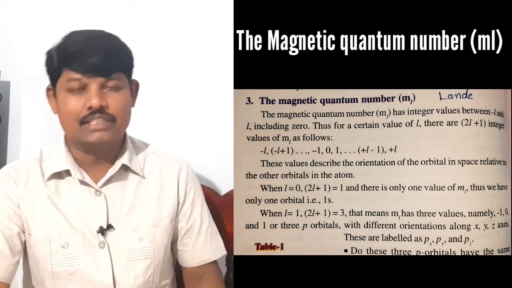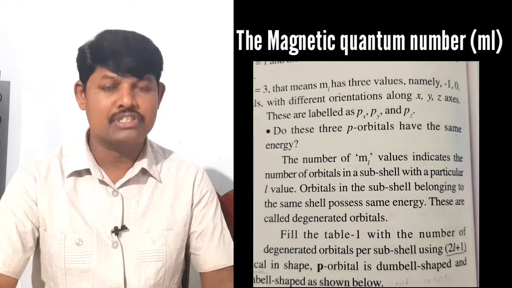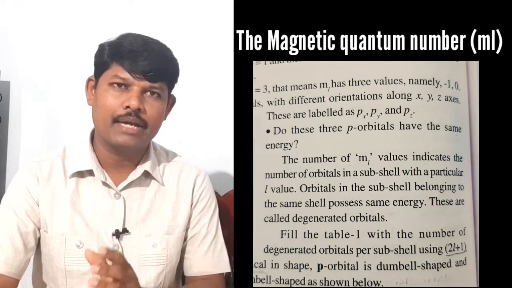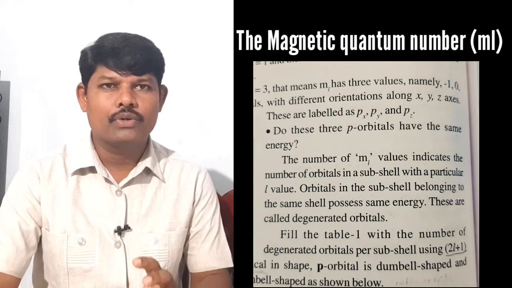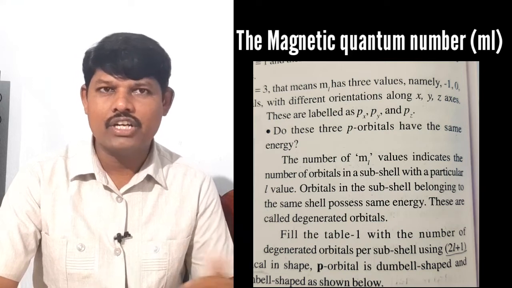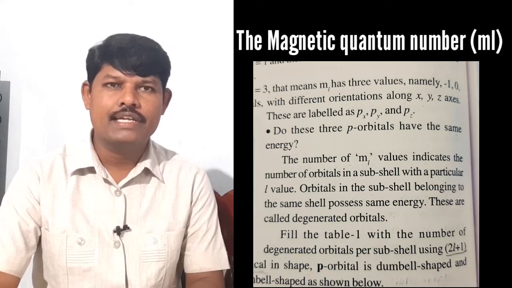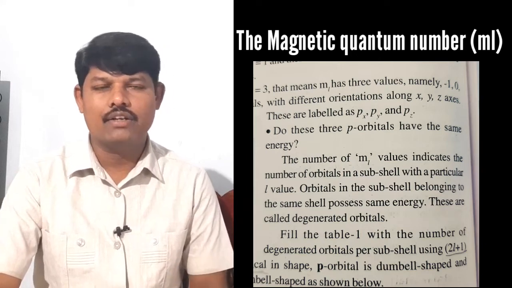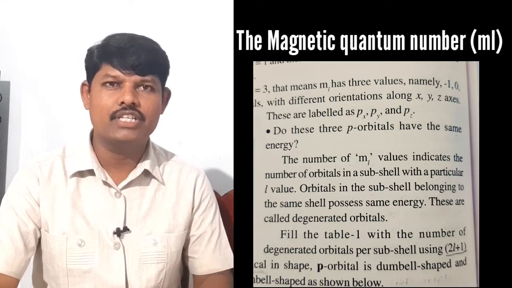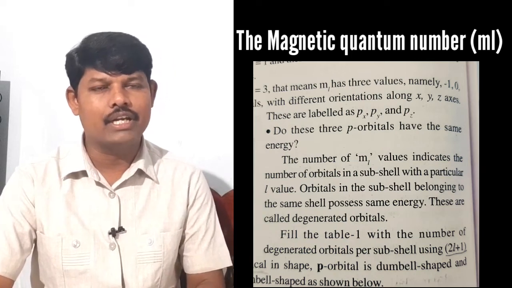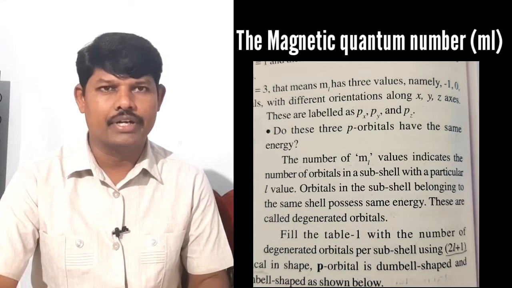Do these 3 p orbitals or 5 d orbitals have the same energy? So p orbitals are of 3 types, px, py, pz. Do these 3 p orbitals have the same energy or not? Yes, these 3 p orbitals have the same energy. So these are called degenerate orbitals. The 3 p orbitals having the same energy are called degenerate orbitals. Like that, d orbitals also. The 5 d orbitals have the same energy. They are called degenerate orbitals.